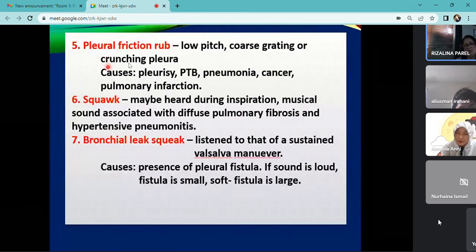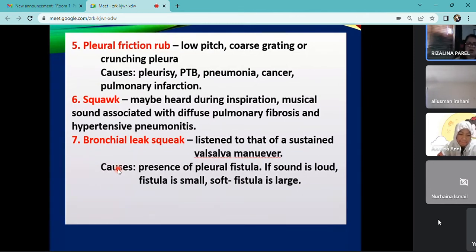Then we have pleural friction rub. Pleural friction rub is a low-pitch, coarse, grating, or crunching sound. This is the rubbing of the two pleurae, the visceral pleura and the parietal pleura. It is likened to the scratching of your bag on a leather sofa. Leather to leather, when you rub them together, that will create a pleural friction rub.